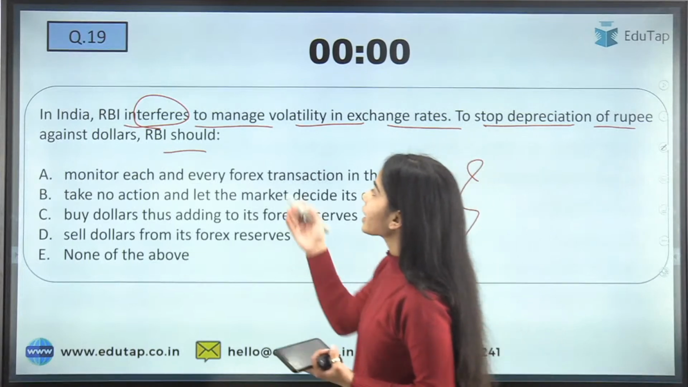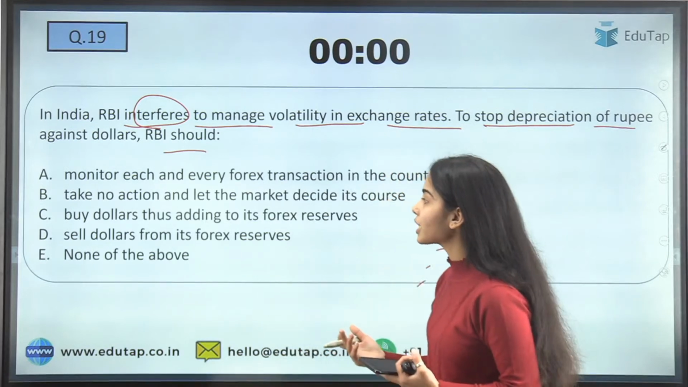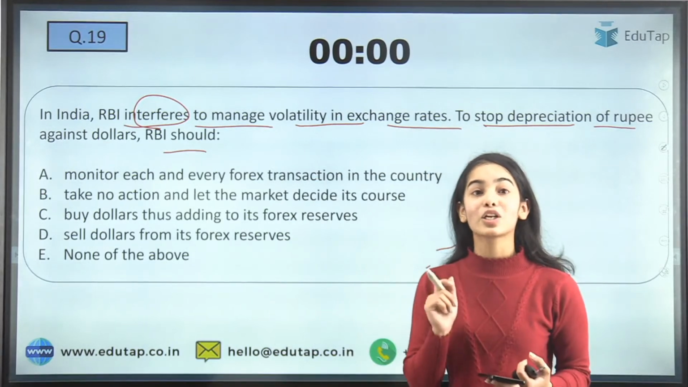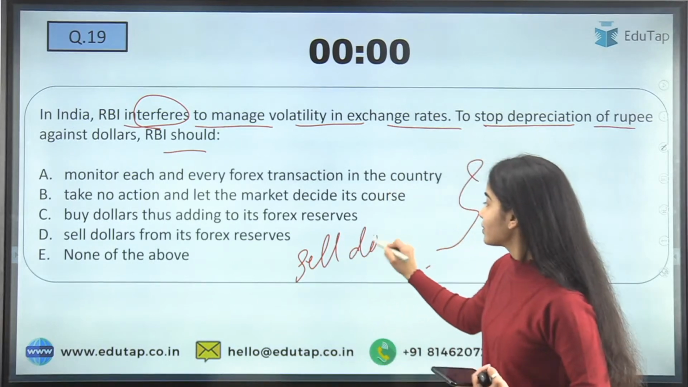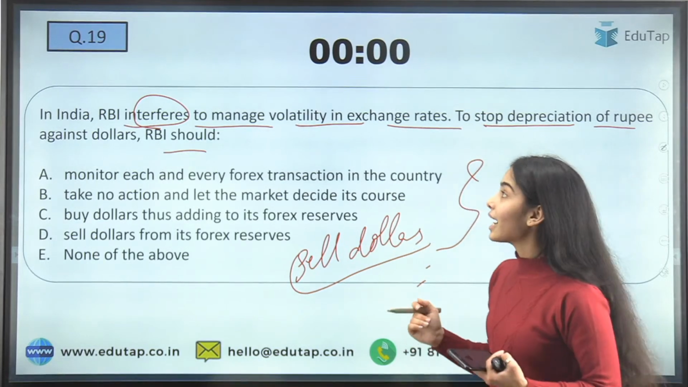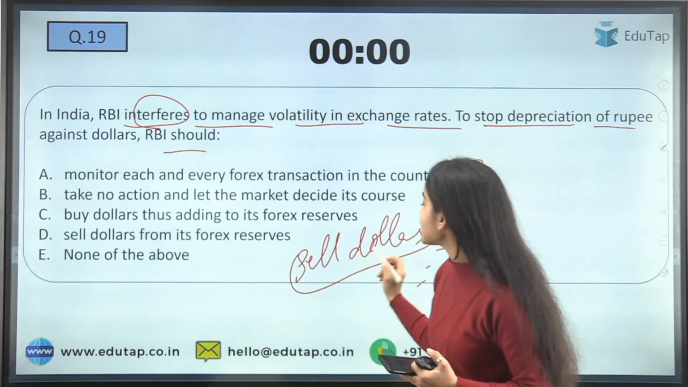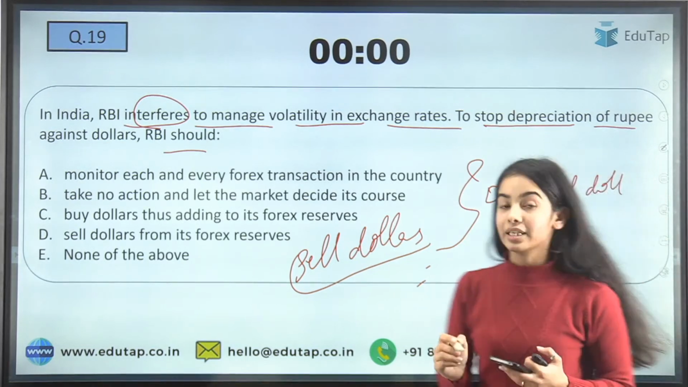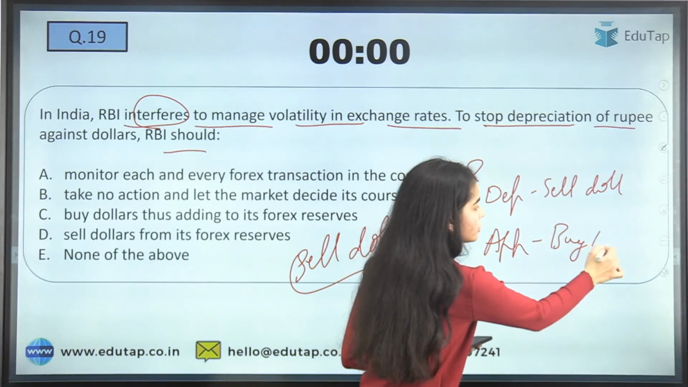Okay, so if RBI has to interfere because it is managed floating, if depreciation is continuously happening, then what should happen? Many of you are saying C, Anuradha has said sell dollars, and that is the right answer, that we have to sell dollars. And why do we have to sell dollars? Because our currency is depreciating. So when our currency is depreciating, then we have to sell dollars, and when our currency is appreciating, we have to buy dollars.